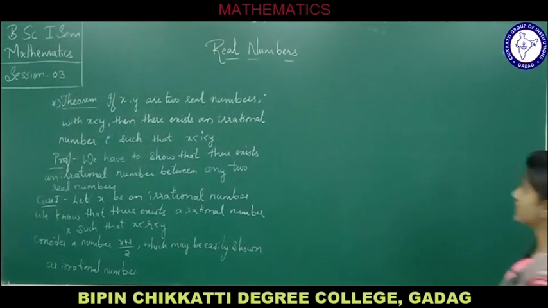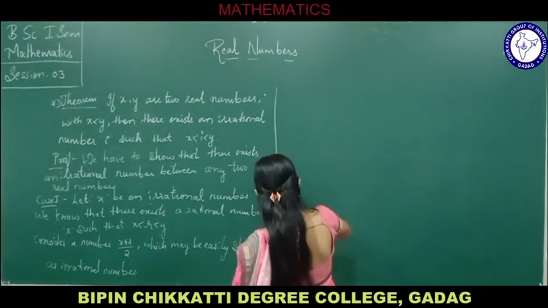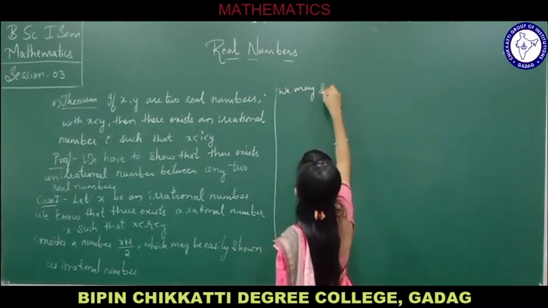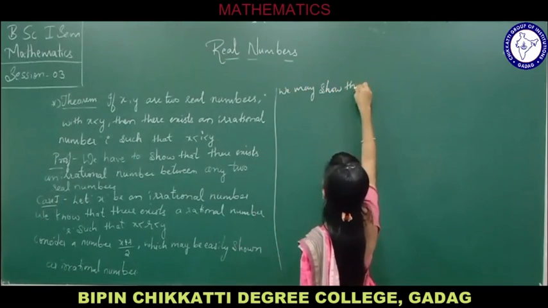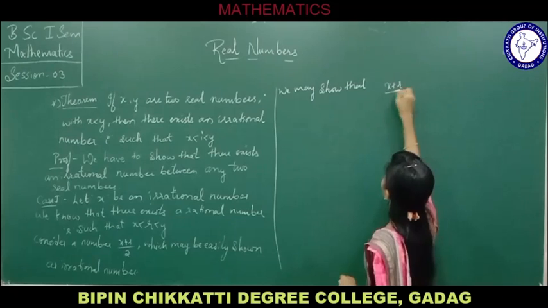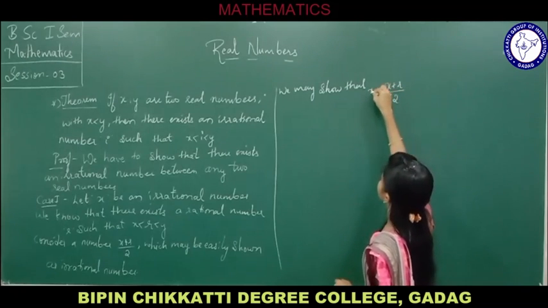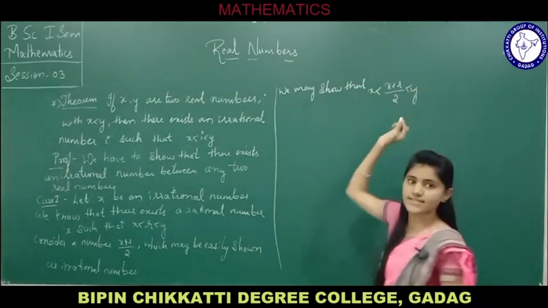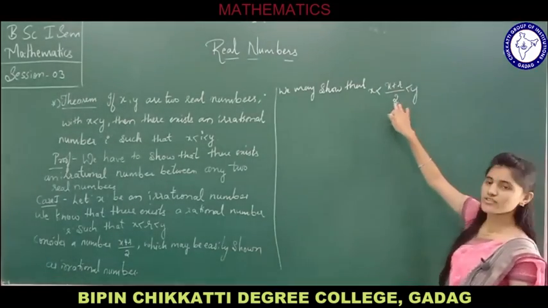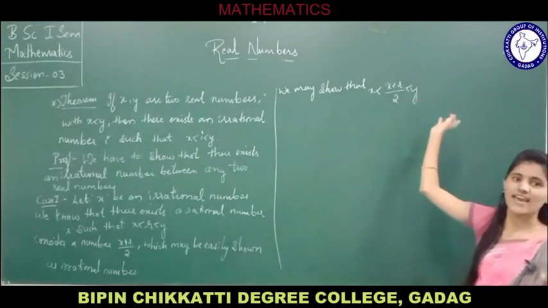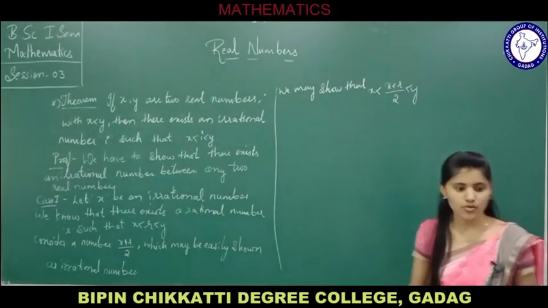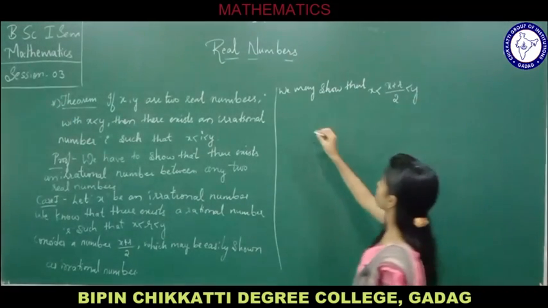We may also, if it is an irrational number, show that x plus r by 2 is greater than x and less than y. So what we said? x plus r by 2 is greater than x and less than y. Hence what we proved? We proved that x plus r by 2 is an irrational number.